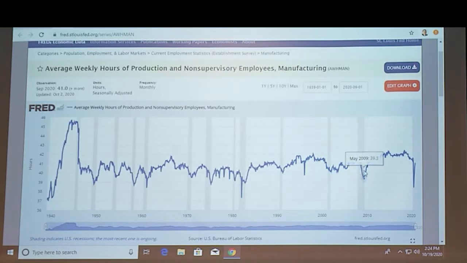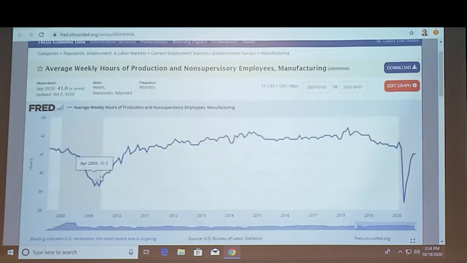Okay, and here's a 2010 recession, and then if we zoom in, you can zoom in by moving this bar at the bottom. So here's a recession, 2008, 2009, and here's where we are today, with a huge dip.